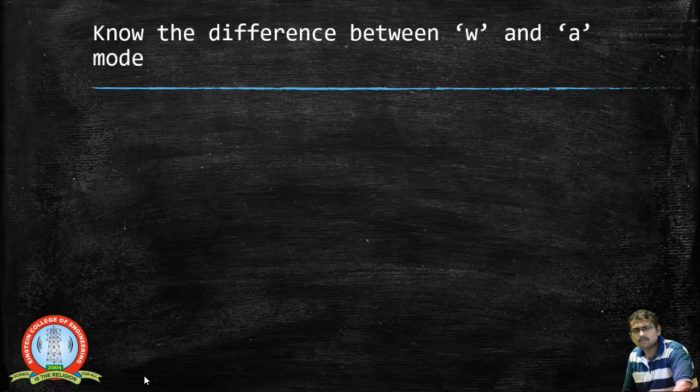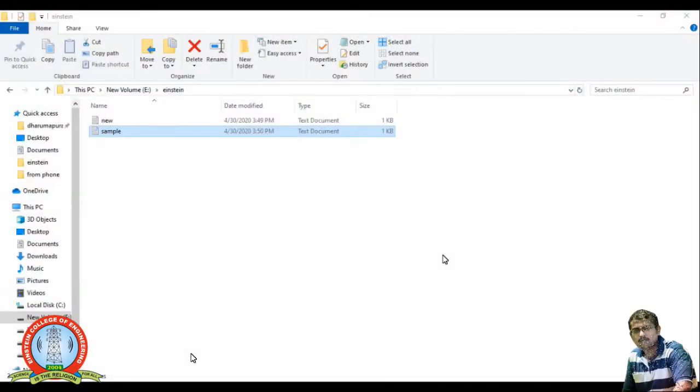In the previous cases we have seen that the file contents were overwritten, so the existing contents which were already present were not there. But in the case of append mode, it is not going to happen like that. The existing contents will be there and the new contents will be added towards the end of the file. That is the difference between write mode and append mode.